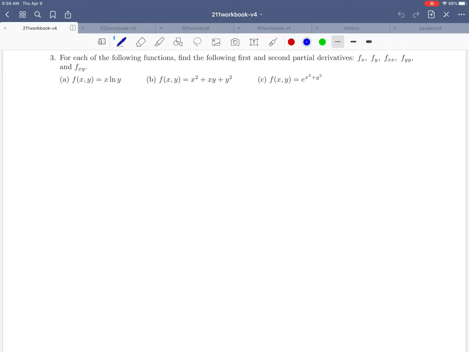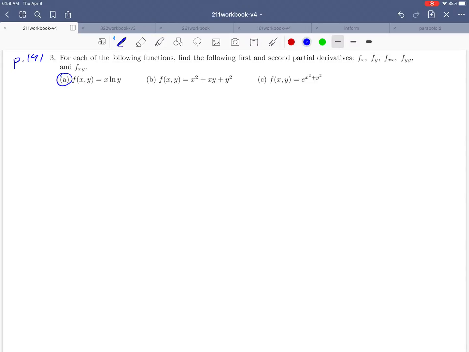Hello everybody, and welcome to exercise 3 on page 141 of the workbook. And we're going to work through just part A of this together. I'll leave part B and C for you to do and maybe look at the written solutions.